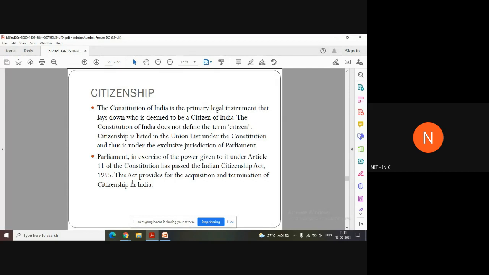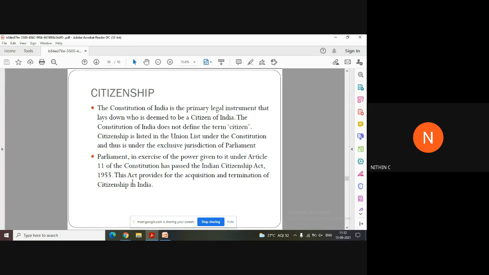Here you can see citizenship. This is also part of the first module. When dealing with citizenship, you will have to deal with the different ways in which a person can acquire citizenship and how citizenship can be terminated. So these are the two factors.